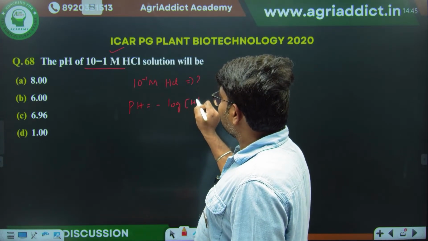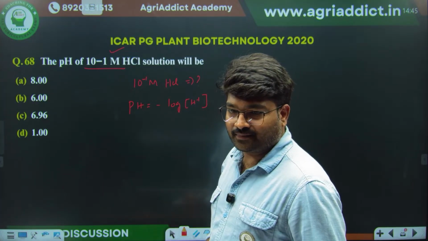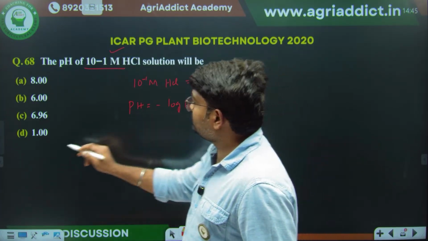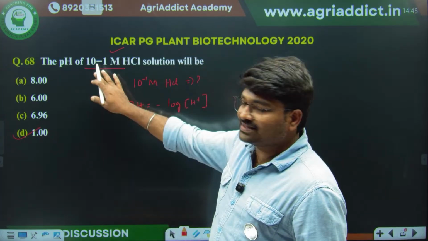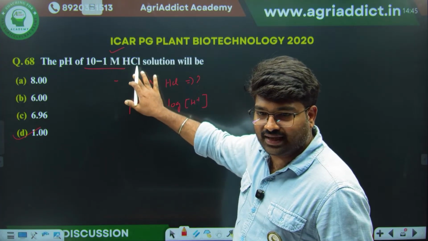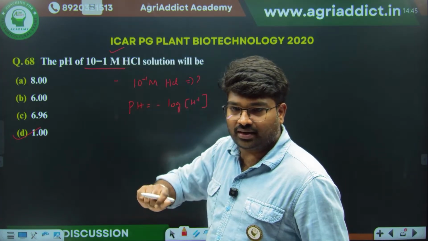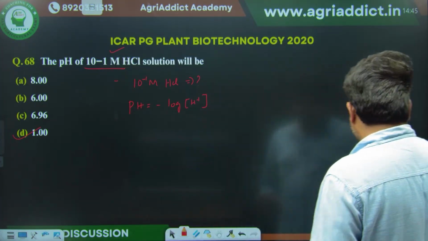H plus concentration here, how much it will be? Yes, very good. pH will be 1. It's a simple and direct question also. Okay. pH is 1.